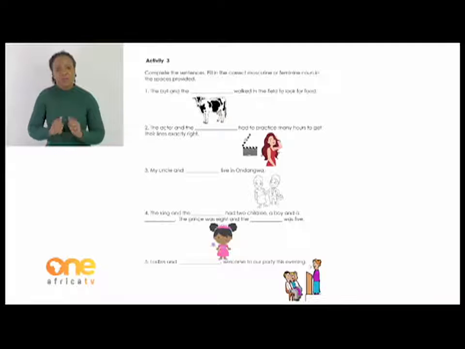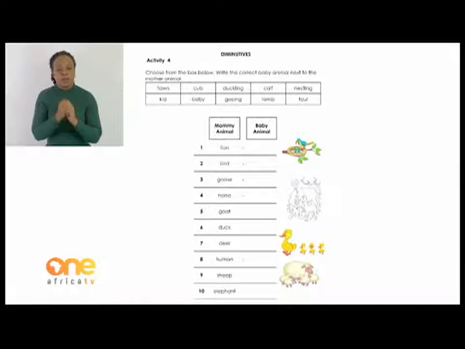Let's move on to activity 4, where you are to choose from the box below again. Write the correct baby animal. These are diminutives. The baby animal next to the mother animal. We have got fawn, cub, duckling, calf, nestling, kid, baby, gosling, lamb, and fowl. Write these next to their mommy animal. Number 1, we are having a lion. What is the young one of a lion? Obviously, I know you will say a cub. Thank you very much, boys and girls.